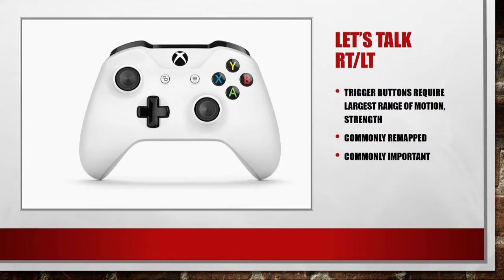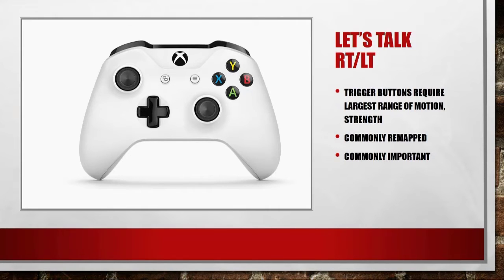Those buttons require the greatest range of motion, the greatest range of input, and are most frequently the ones that people are wanting to remap. And why do they want to remap those? Because those are frequently the most important actions in a game. Think about the buttons that are left trigger, right trigger. Gas, brake, aim, fire, right?